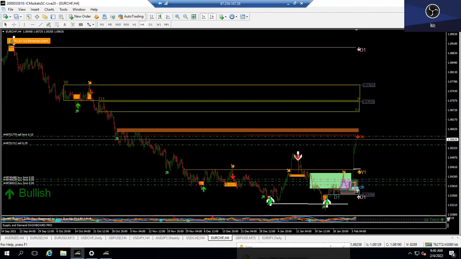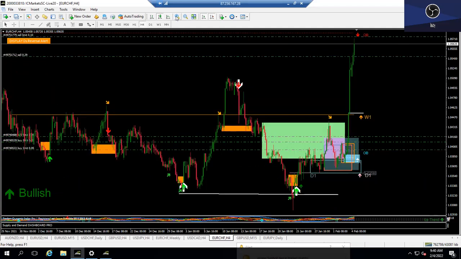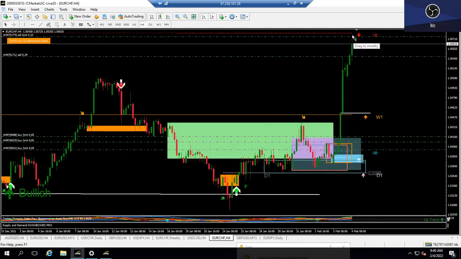Oh, sorry about that. Right. So it had a supply zone here, and now it's getting to this zone right here. So that's the other level I was talking about. So I just have a limit order put on there. That's just one limit order.